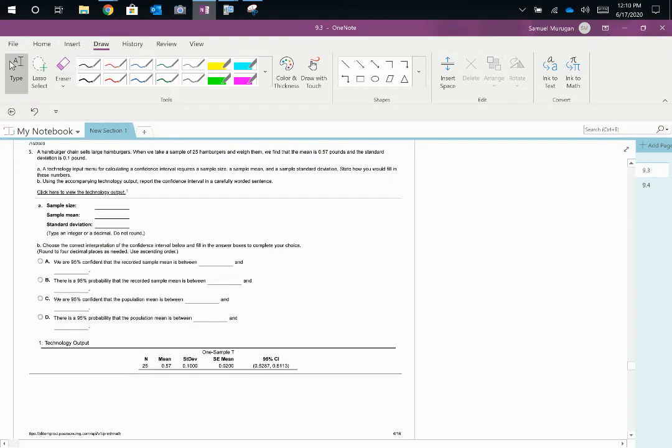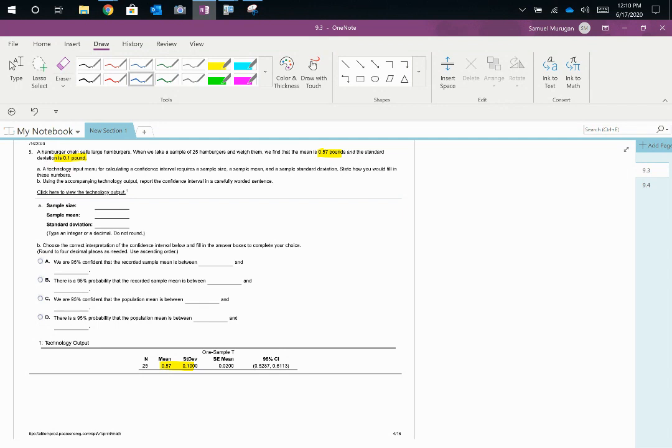All right, kind of a straightforward problem here. A hamburger chain sells large hamburgers. When we take the sample of 25 hamburgers and weigh them, we find that the mean is 0.57 pounds and the standard deviation is 0.1 pound. Okay, that's shown on the printout here. They gave us this. They tell us a technology input for calculating the confidence interval requires a sample size, a sample mean, and a sample standard deviation. State how you would fill in these numbers. So they're asking how you'd fill it in on a calculator.